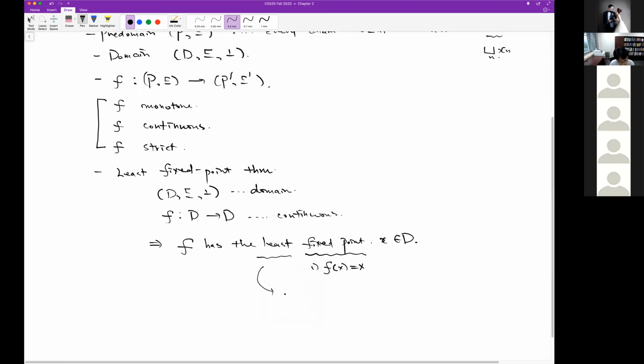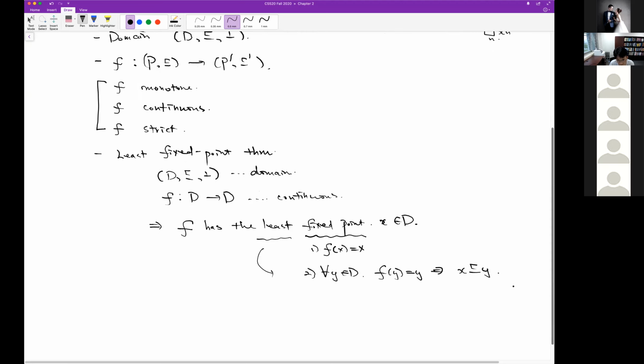So this means that for any fixed point y in D, if it is a fixed point, then x is smaller than or equal to y. So x is a fixed point, and among the fixed points, x is the smallest. That always exists in domain theory. So that's what the least fixed point theorem says.